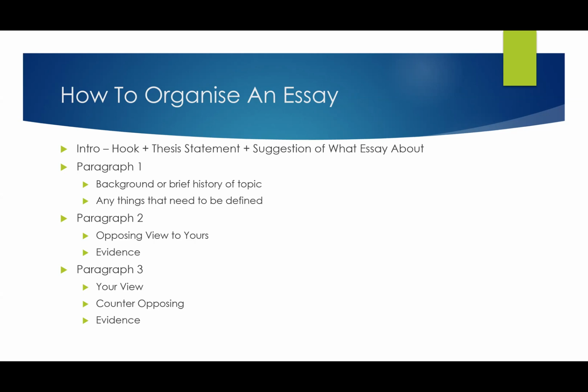Paragraph 2 is going to look at opposing views to yours. If you're looking at juvenile delinquency, for instance, and whether young people should be punished the same as adults if they commit a crime, and you disagree with that, this is where you would put that point of view. So the purpose would be to show the opposing point of view of my essay or argument.